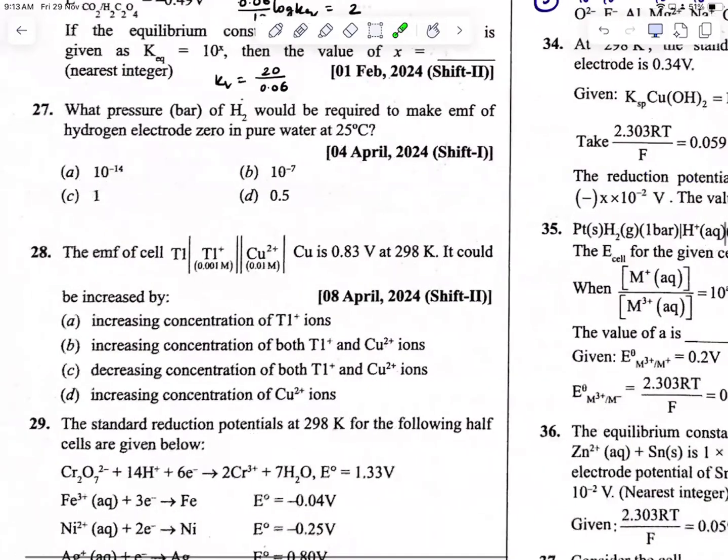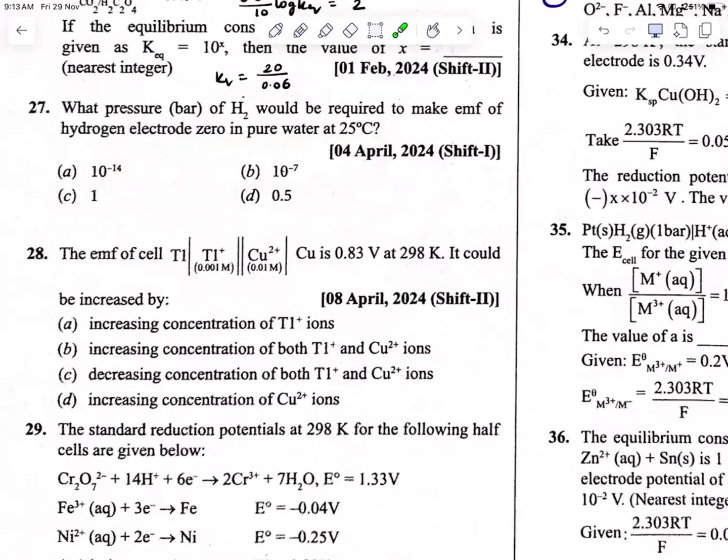Next. What pressure of H2 would be required to make EMF of electrode potential zero in pure water? Have you noticed one thing? They have been constantly asking about the hydrogen electrode. Here and there, again, they'll keep moving around and ask the same hydrogen electrode. Got it?